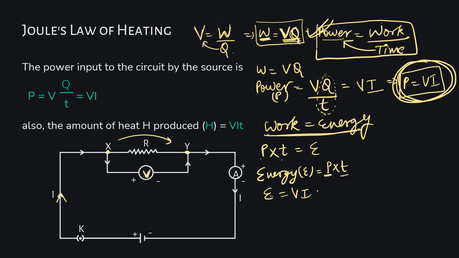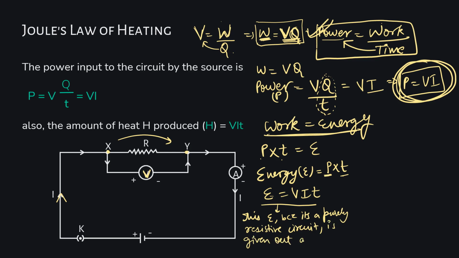And what did we study? We studied that in a purely resistive circuit, here just one resistor, all of the energy expended by the battery is given out in the form of heat, like our appliances such as microwave ovens or heaters. So because it's a purely resistive circuit, this energy is given out as heat, which is represented by capital H. Therefore you can replace this E by H. This energy is given out in the form of heat to the environment.